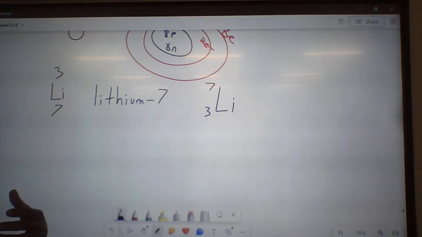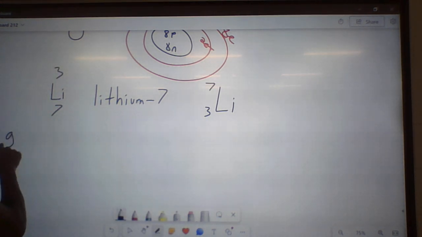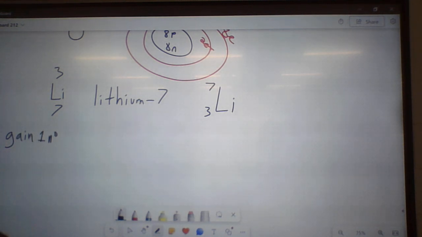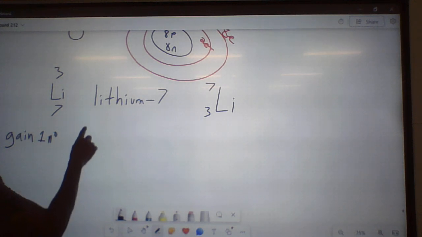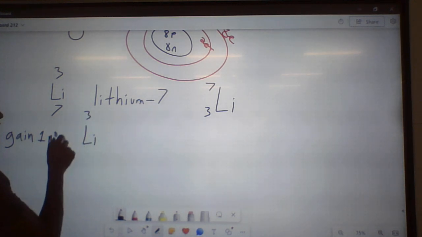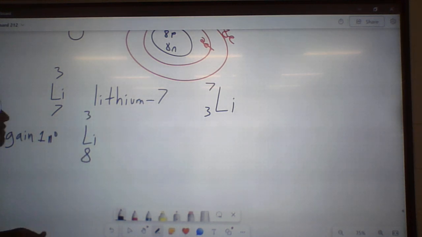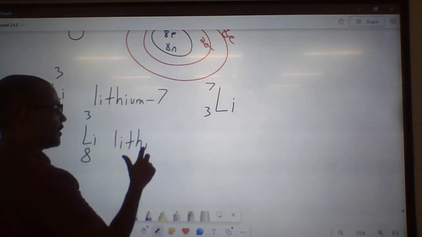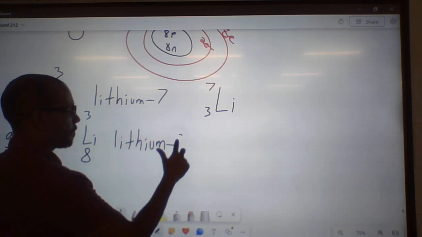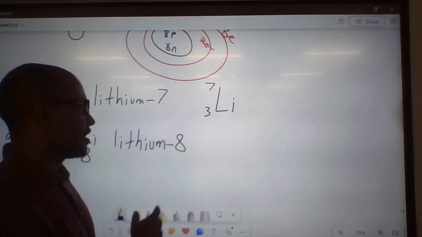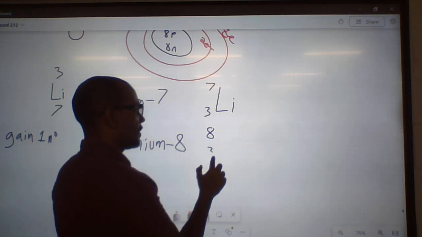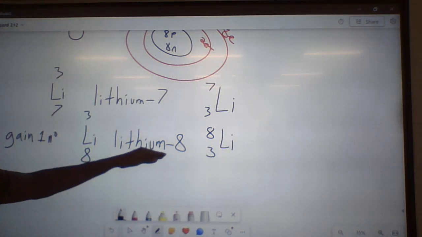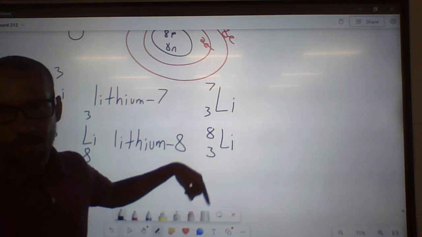All right, and then let's say that we gain 1 neutron. If we gain one neutron, now this is lithium. It still has atomic number 3, but its mass is going to increase by 1. This is no longer lithium 7. This is going to be lithium 8. And then the symbolic notation for that would be 8, 3, and then the symbol Li. So we have the name, lithium 8, and we also have symbolic notation.